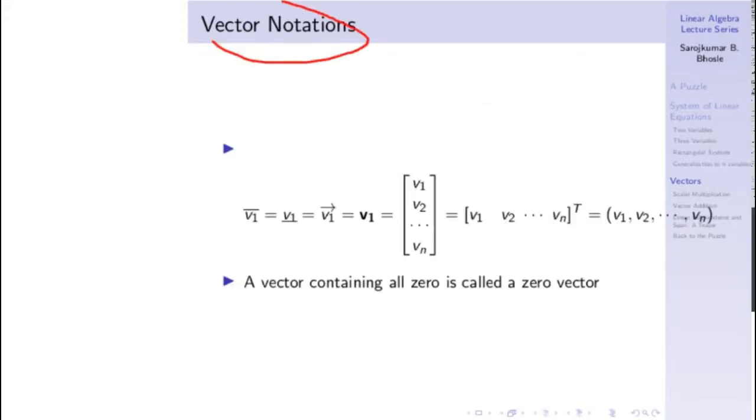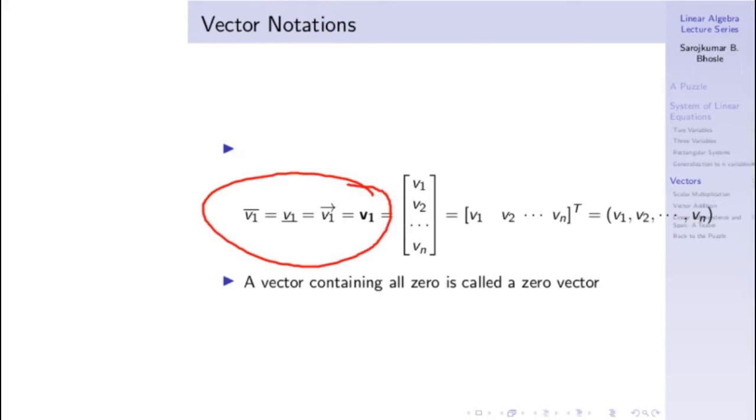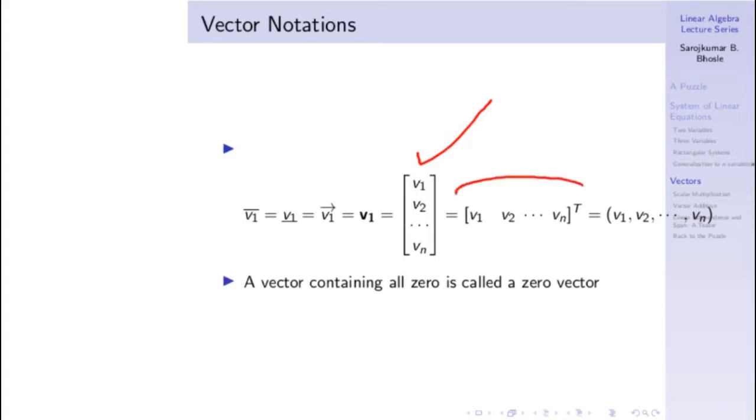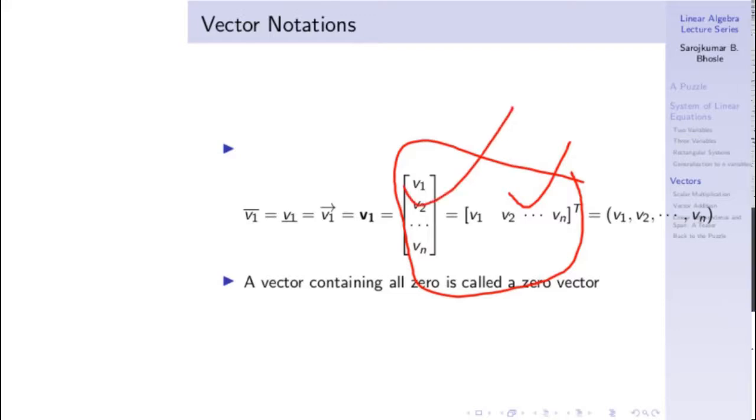Now let's spend some time on notations. These are the possible notations that you may encounter in different books. All of them represent a vector. This is how a vector can be denoted or written. If it has n components, we can represent it as an n-dimensional column vector, or as the transpose of an n-dimensional row vector. Basically they mean the same. So the transpose of this is this.